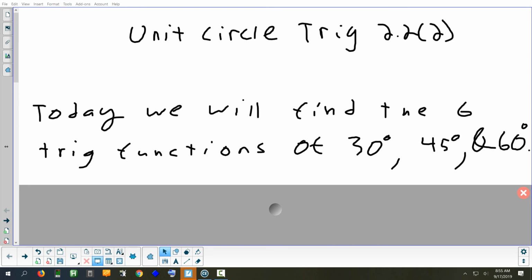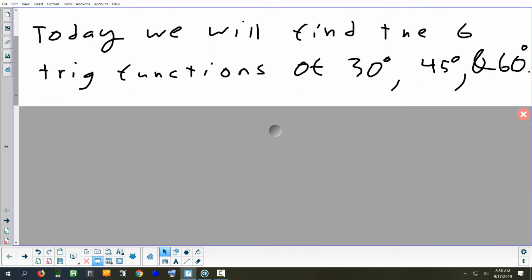So in order to do anything with unit circle trig, what do you have to have for every problem? You've got to know the coordinate. So our goal is going to be to try to figure out the coordinate of those 3 angles. And once we know the coordinate, it never changes. It's the same coordinate for every problem.